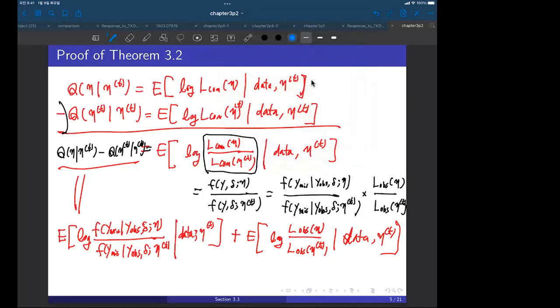So this guy turns out to be what? Minus of the DKL, eta T eta, no, the Kullback-Leibler divergence corresponding to, so remember the expectation here is the conditional expectation evaluated at a t, which is exactly this density function. So negative of this one is actually a Kullback-Leibler divergence, right? Kullback-Leibler divergence is always non-negative, but we have a negative, so minus.